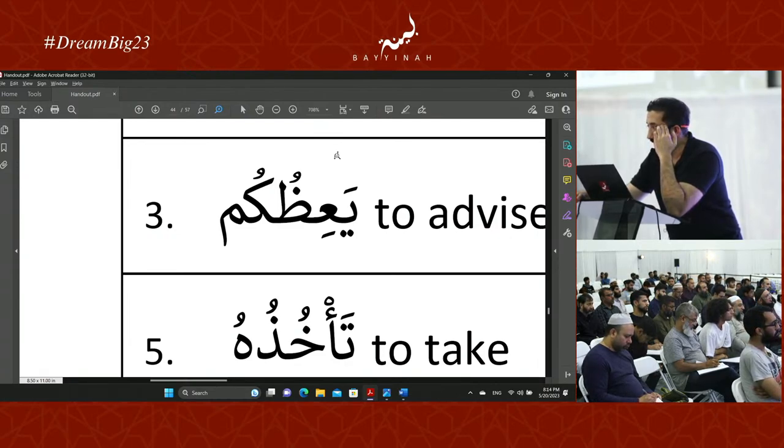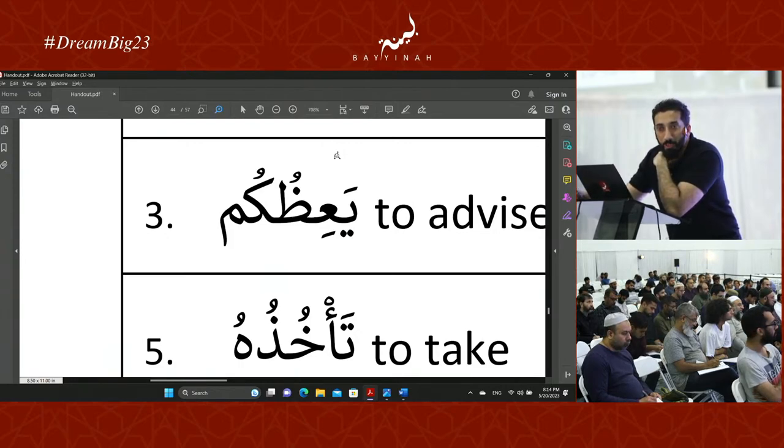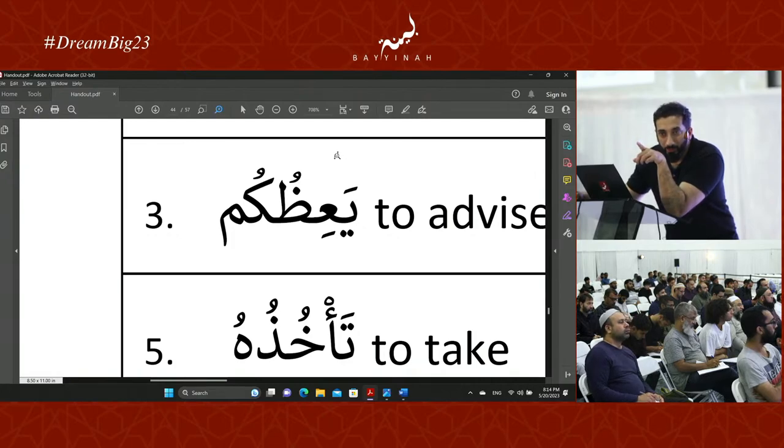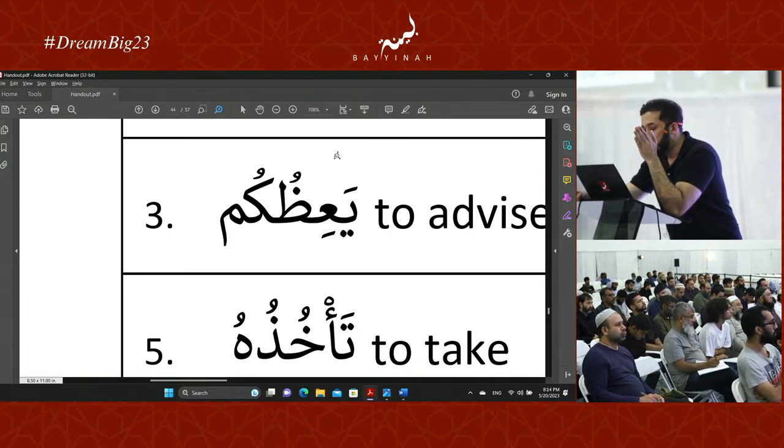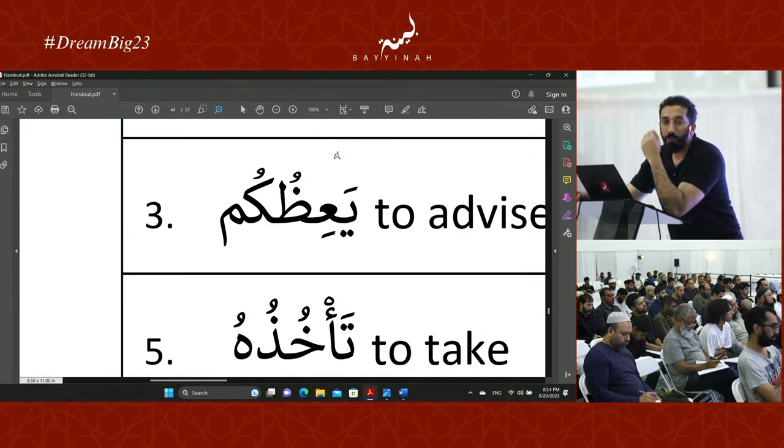Ya'idhu means to advise. Who advises? He advises. He advises who? He advises all of you. What am I trying to show you with example number three? The same thing you did for past tense is the same exact thing you're going to do for present tense. Ignore the attached pronoun, solve the problem, add. Arabic is so easy. It's so easy, it hurts.